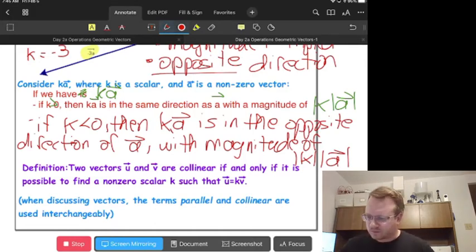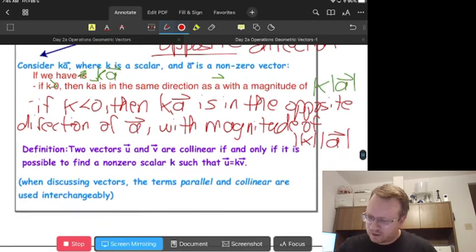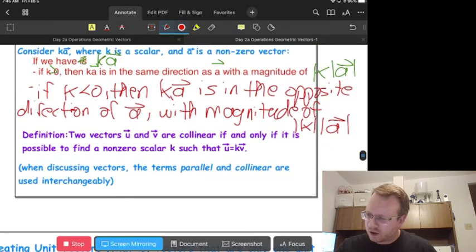All right, another definition. What does it mean if two vectors are collinear?